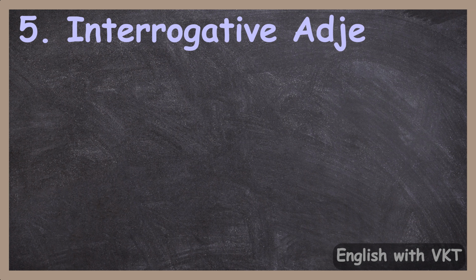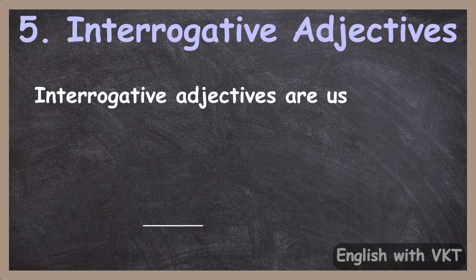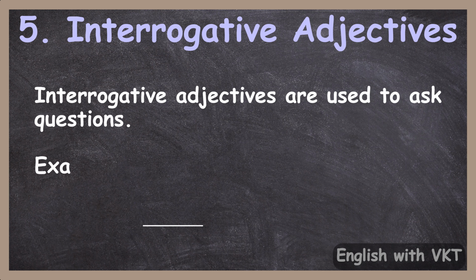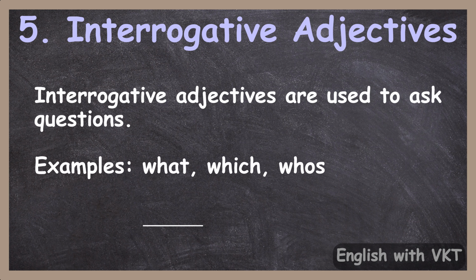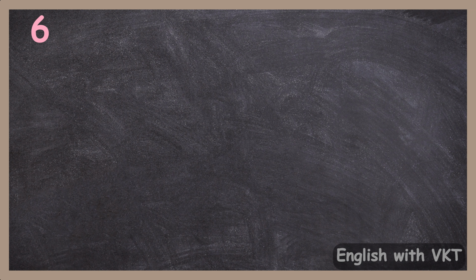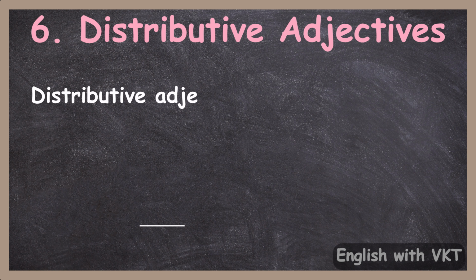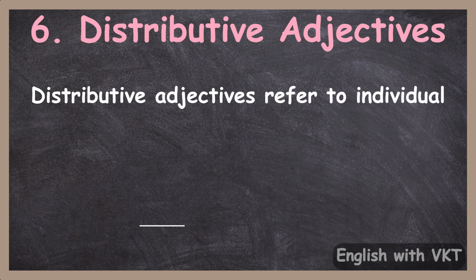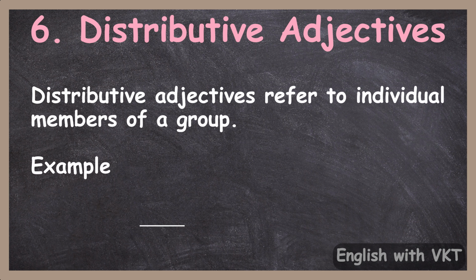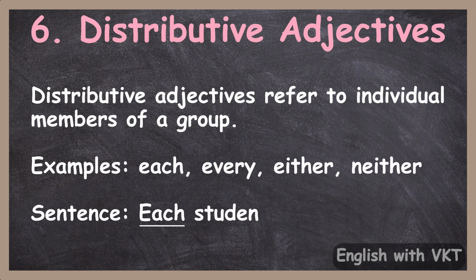5. Interrogative adjectives. Interrogative adjectives are used to ask questions. Examples: what, which, whose. Sentence: which dress do you like? 6. Distributive adjectives. Distributive adjectives refer to individual members of a group. Examples: each, every, either, neither. Sentence: each student received a gift.